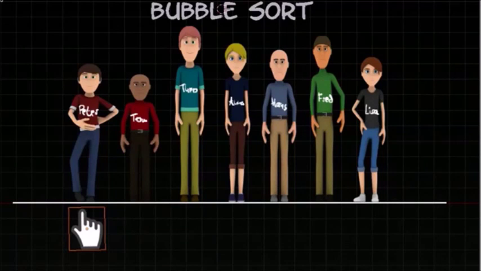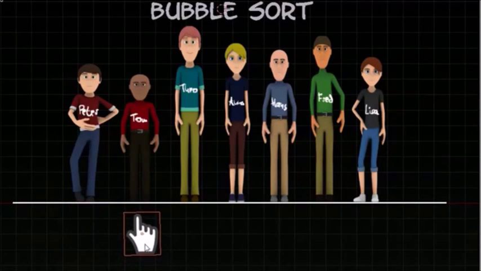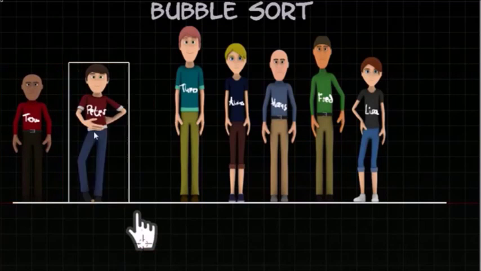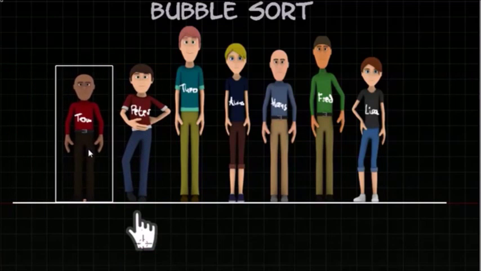And I begin with the first element, which is Peter. He is on the far left and is the first person. And I compare Peter to Tom, and we can see Tom is smaller than Peter. So Peter and Tom are going to be swapped.